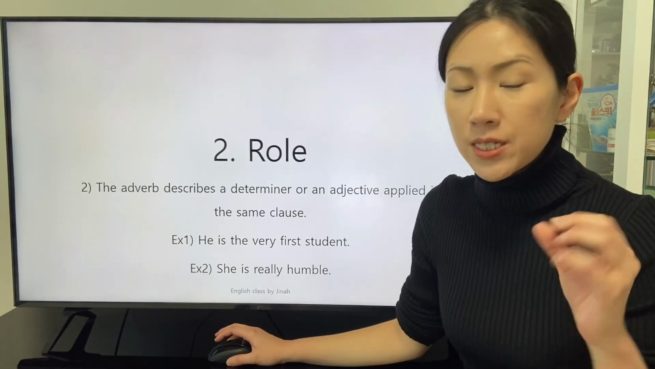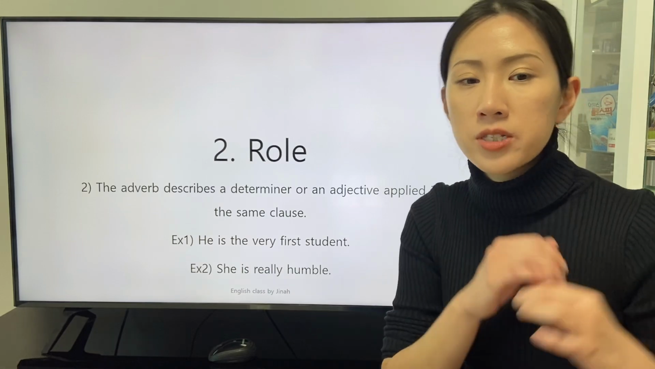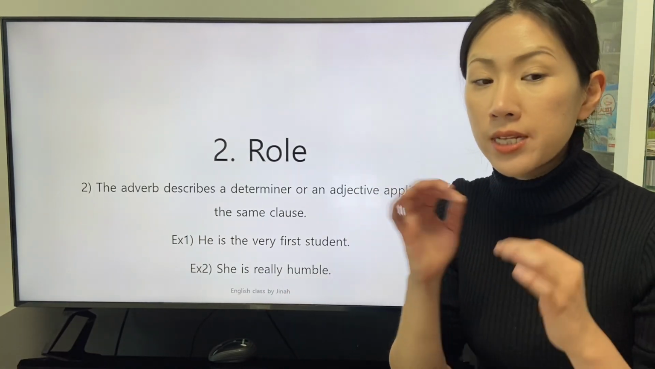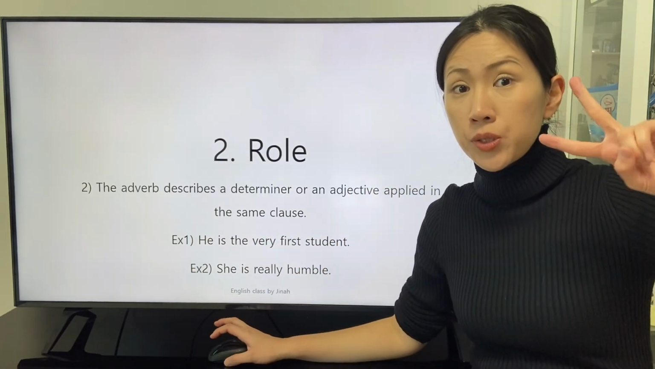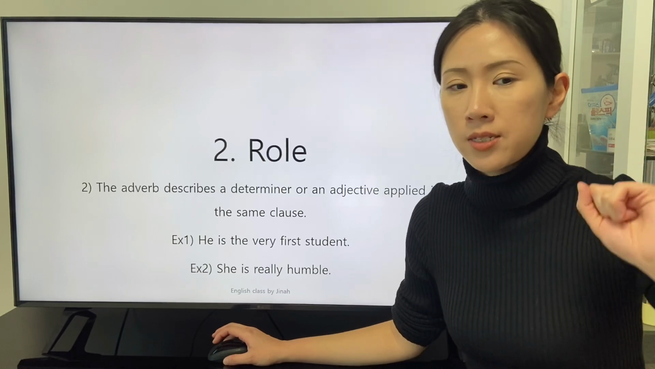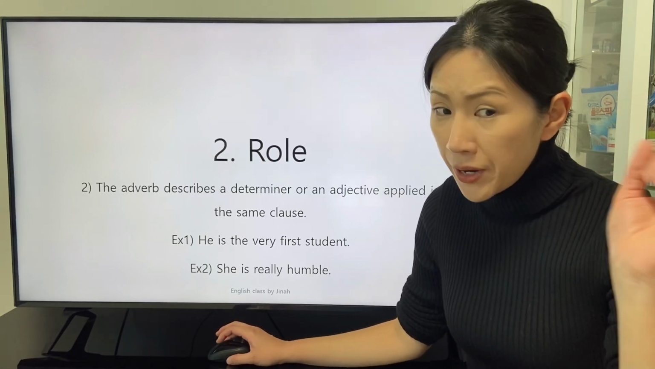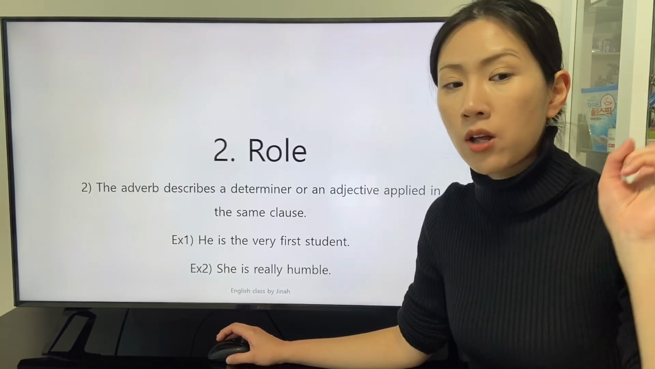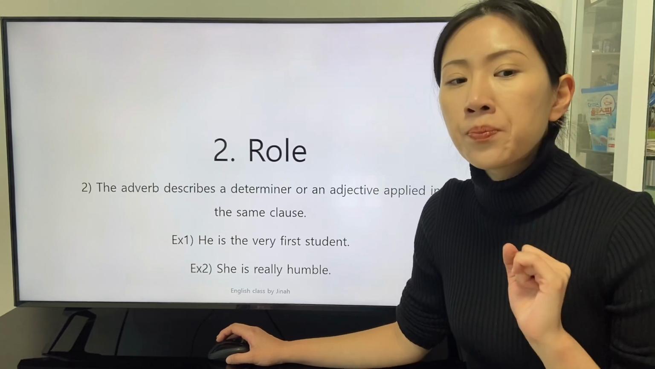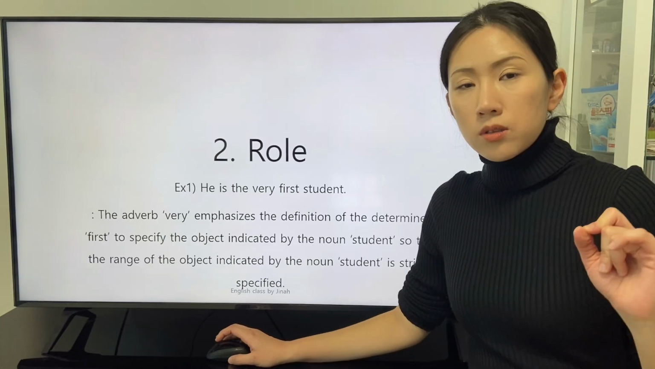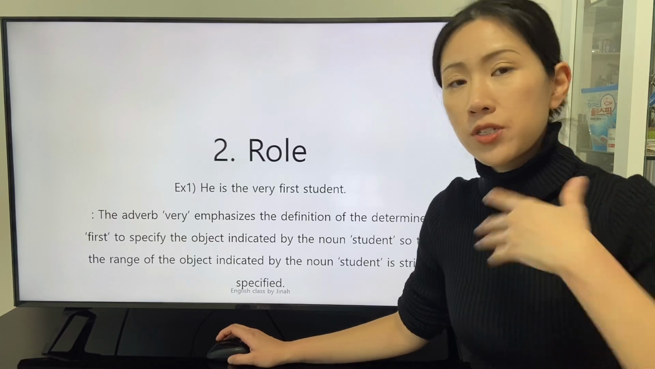The second role of the adverb is this. The adverb describes a determiner or an adjective applied in the same clause. There are two clauses. The first one is this. He is the very first student. The second clause is this. She is really humble. Let's study with the first clause.